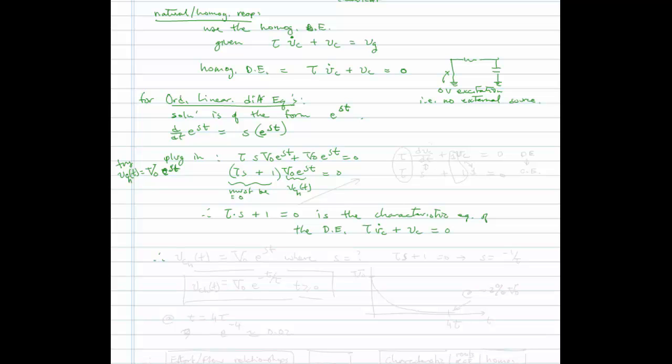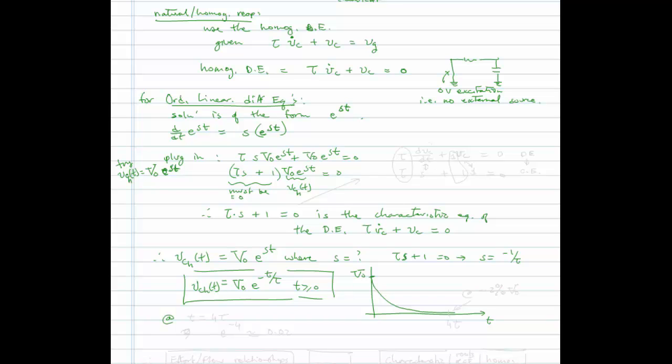Therefore, the homogeneous solution is of the form some constant times e to the st, where s is equal to, well, what is it equal to? We don't know yet, but we do know that tau s plus 1 is equal to 0. So that means that s is equal to minus 1 over tau. In other words, the homogeneous solution is e to the minus t over tau. This is for t greater than or equal to 0. Plot that. Starts out at v naught and exponentially decays.